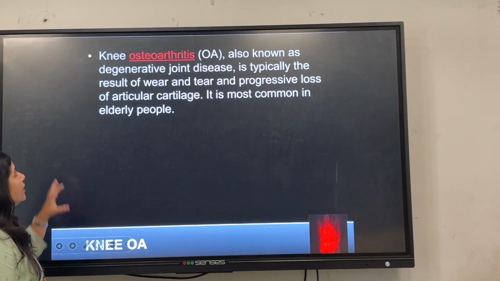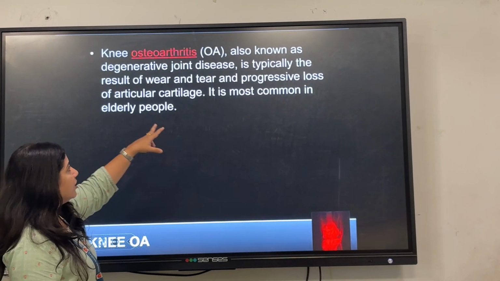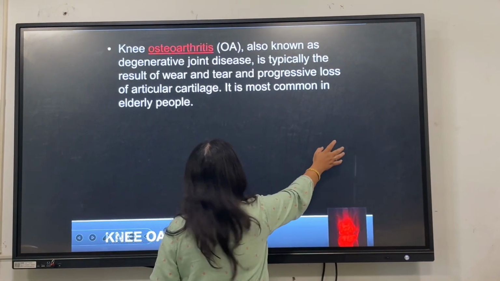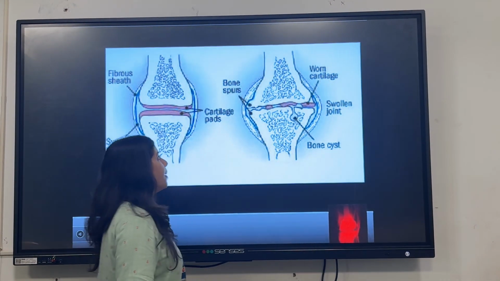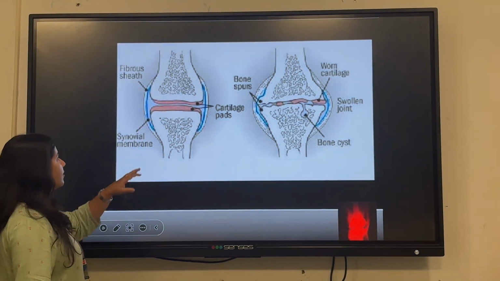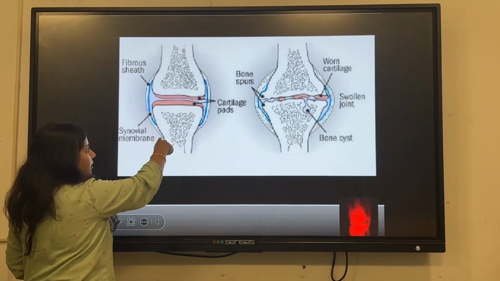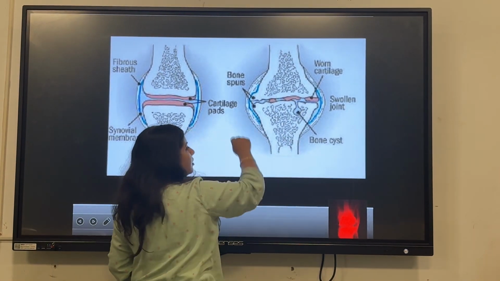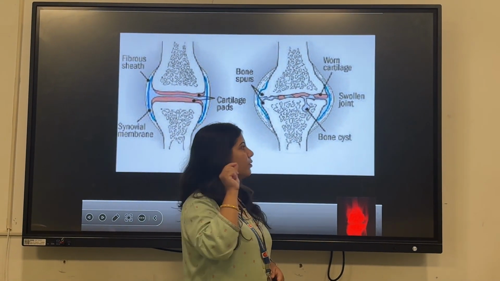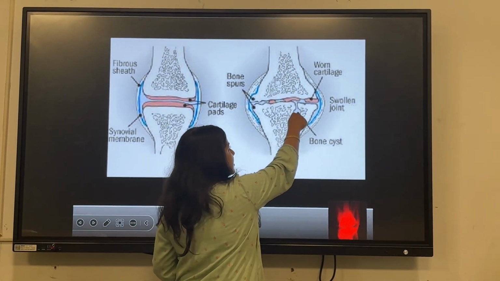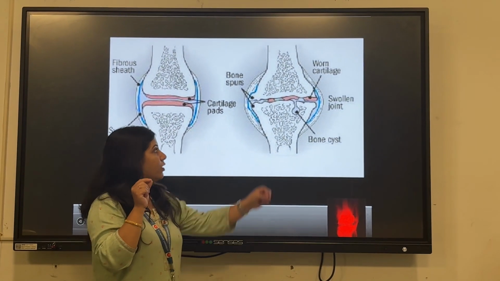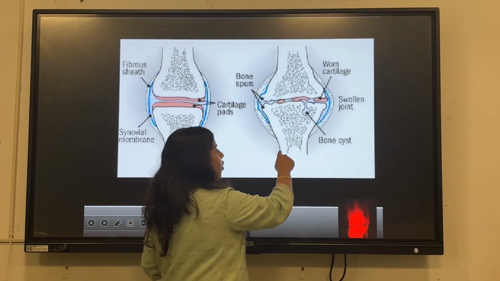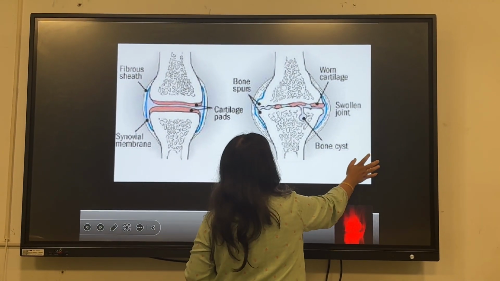Okay, now OA is also a degenerative disease. Typically it's wear and tear, as we have studied, and it is most common in elderly people. Also, this is the synovial membrane, these are the cartilage pads. What happens over here is small bone spurs will be formed. Bone cysts will also be formed. Why? There is a leaking of synovial fluid which forms the bone cyst.